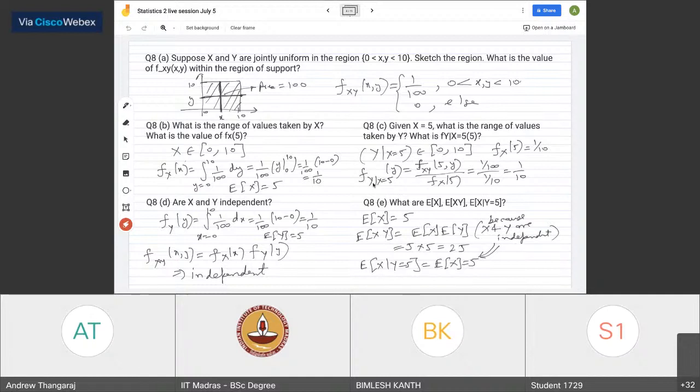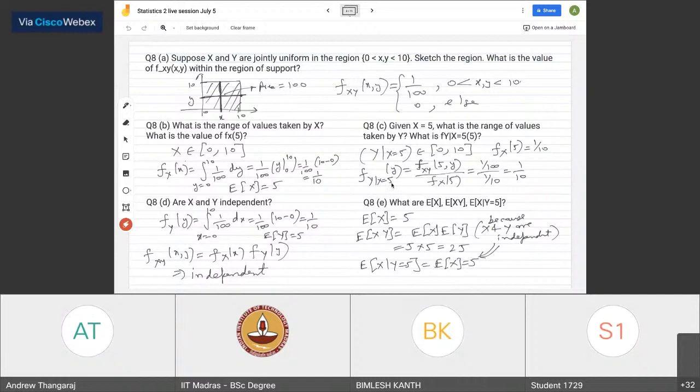The reason you need that is that fy given x equals 5 of y, for any y between 0 and 10, will be fxy, the joint PDF evaluated at 5 comma y, divided by the marginal PDF evaluated at 5. This is the formula. It's almost like A intersect B divided by B, the probability of A given B. You have to remember it like that, at least I remember it like that. The PDFs and the probabilities follow the same equation. The conditional PDF is the joint PDF divided by the marginal PDF.